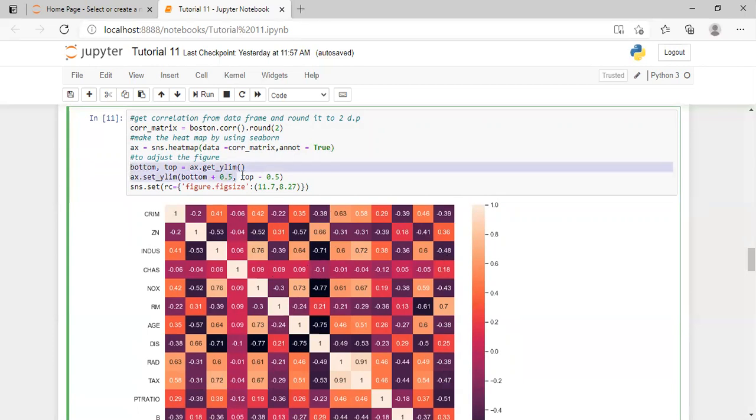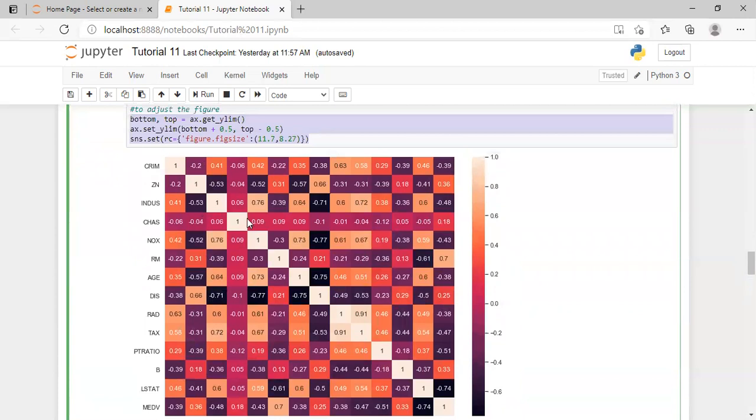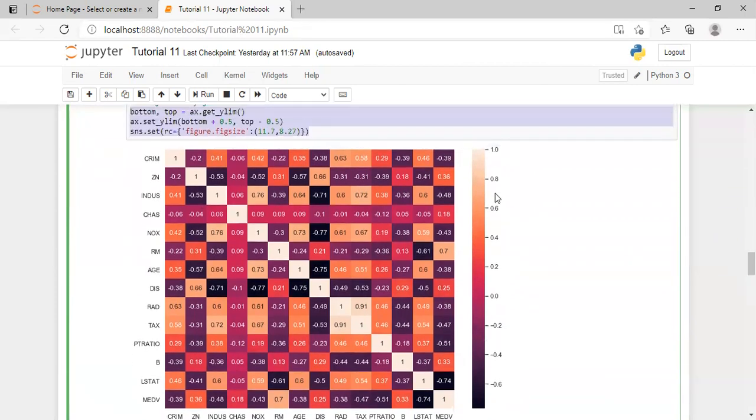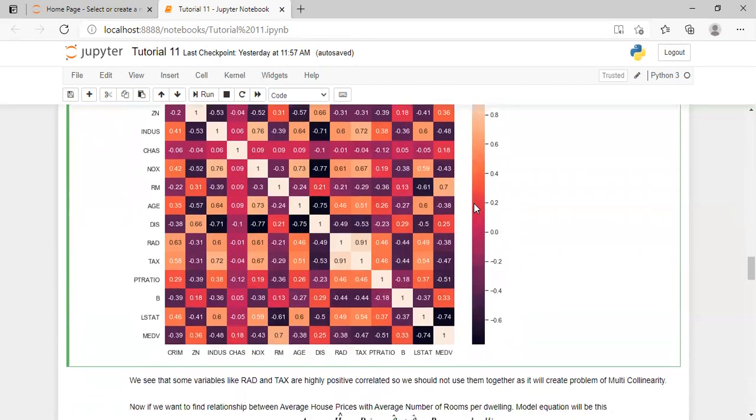And these are just to adjust the figure, to set the figure size, and to make the columns and the rows. If you don't give these parameters, if you don't adjust the figure, then it would be a very small figure compared to this figure, which wouldn't be very useful to interpret. So I've just used these to increase the width and the size of the matrix.